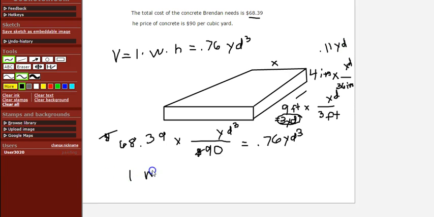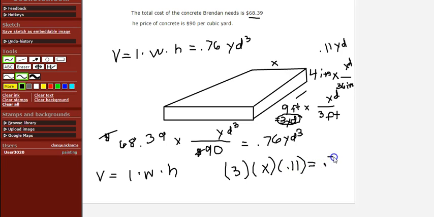Length times width times height. Volume equals. So the length is 3. I'm going to have everything in the same units, times the width, which is x, times the height of 0.11, is equal to 0.76. And notice that it's 3/4 of a complete cubic yard. That's why $68 is less than $90. So if it was bigger than $90, it would be 1 cubic yard, but it's less than that, so he got less than a cubic yard.